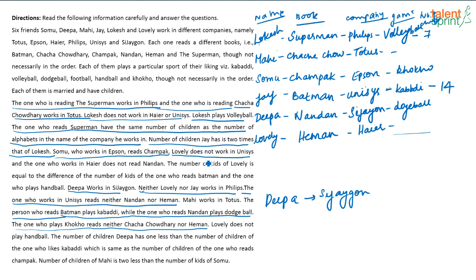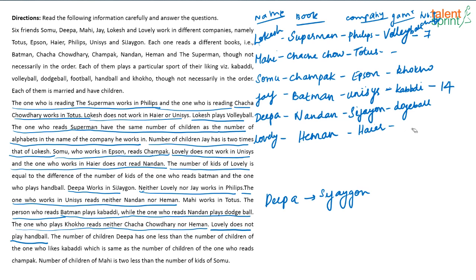Lovely does not work in Unisys, and the one who works in Hire does not need Nandan. That is also used. The number of kids of Lovely is equal to the difference of the number of kids of the one who reads Batman and the one who plays handball. Now where do we have to first find out who plays handball? See, here it is given. Again, very easy. Lovely does not play handball.